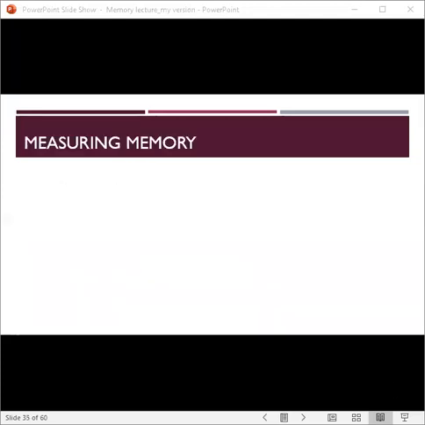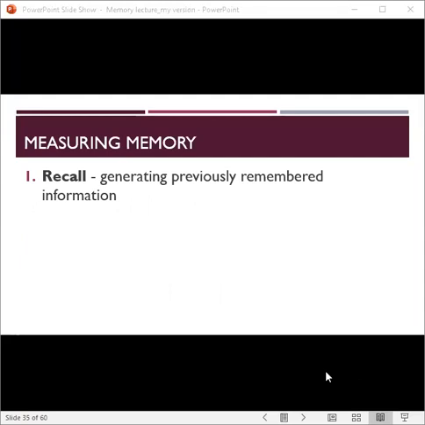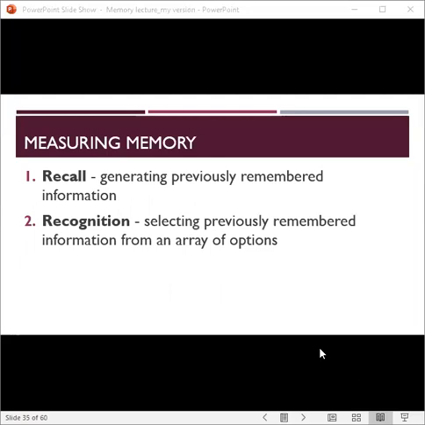Measuring memory makes use of the 3 R's: recall, recognition, and relearning. Recall involves generating previously remembered information. Recognition involves selecting previously remembered information from an array of options. Recall tends to be more difficult than recognition because it requires both generating an answer and determining whether it's correct, while recognition only involves determining which answer from a list seems correct.